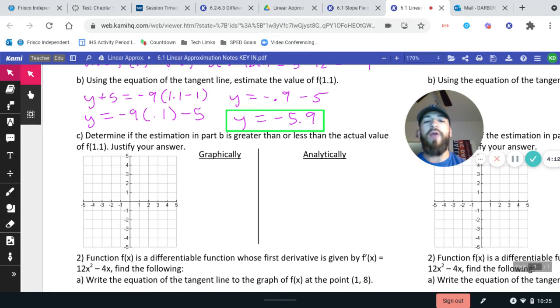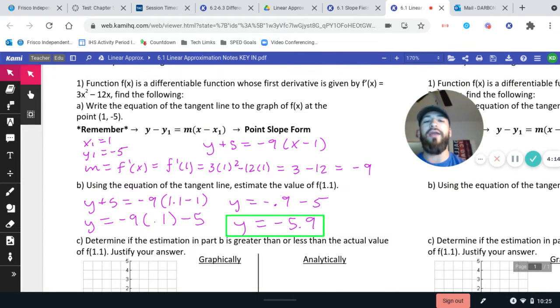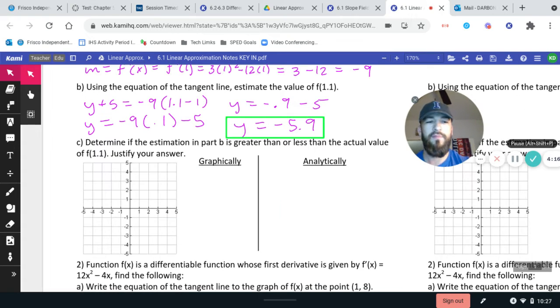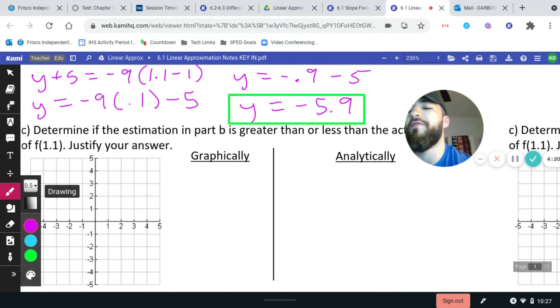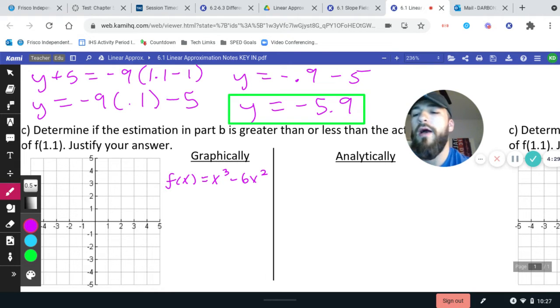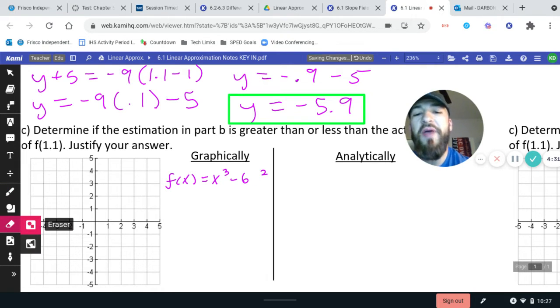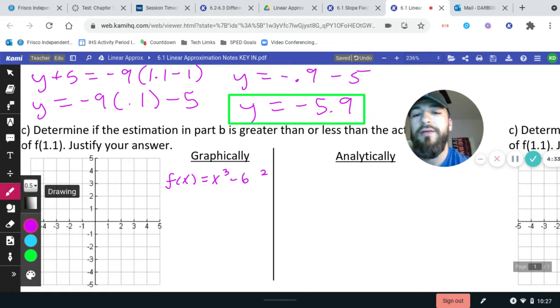Okay, so for graphically, we do want to go ahead and graph this equation. And I'm going to go ahead and cheat and just give us our value of f of x, which would just be x cubed minus 6x squared. And I would, of course, find f of x from f prime of x by integrating.